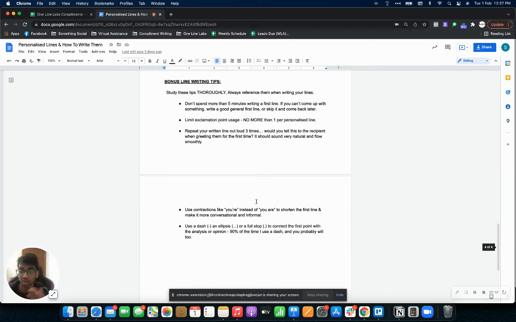Then you should use contractions like you're instead of you are to shorten the first line and make it more informal. And I always use a dash or a full stop to connect the first point with an analysis. Mostly we like to use a dash because then it connects both the lines together. But yeah, this is mainly it.